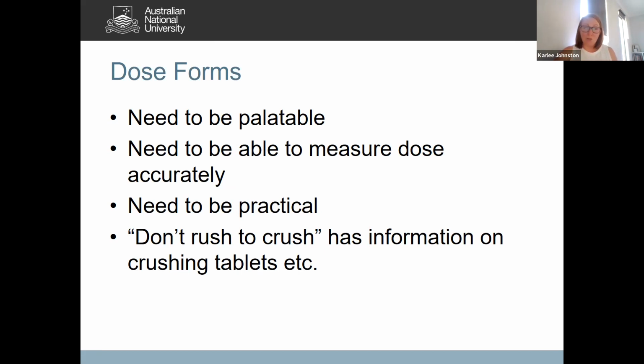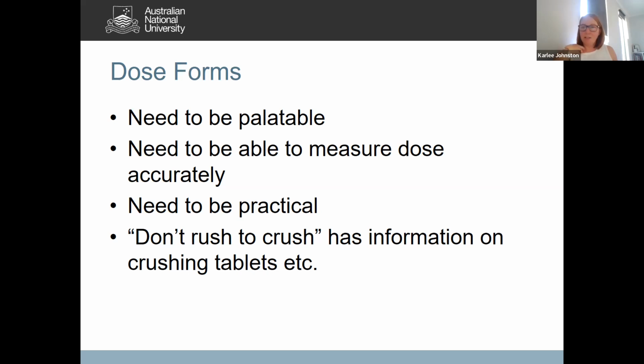We need to be able to measure it safely, so we need to be able to measure it accurately. If you do a calculation down to the 3rd decimal place, you need to think, how is somebody actually going to measure this volume of liquid safely? It needs to be practical.